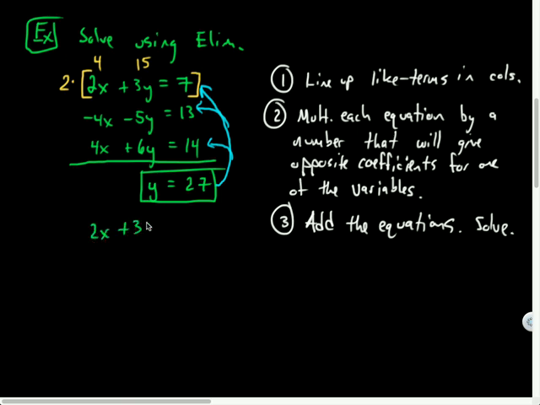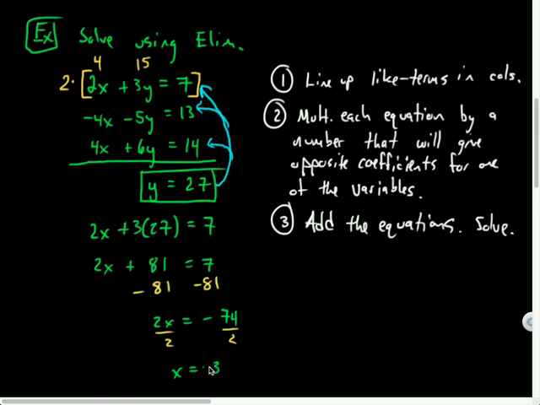So 2x plus 3 times 27 equals 7. And now notice I've got a single equation all in terms of one variable. So I can solve this. 2x plus, let's see, 60 plus 21, 81 equals 7. Subtract 81 from both sides. 2x equals, what's that going to be, negative 74, and then divide by 2. And I'll get x equals, what's that, negative 37.